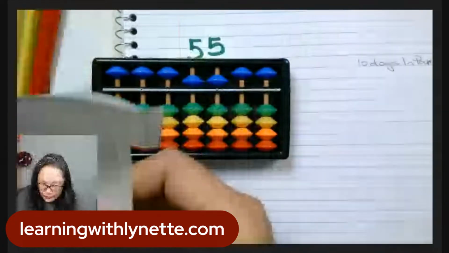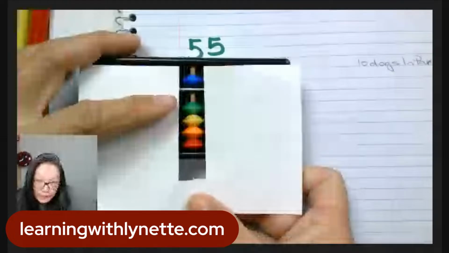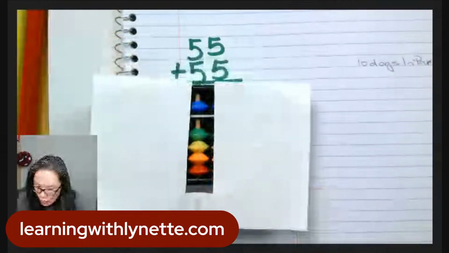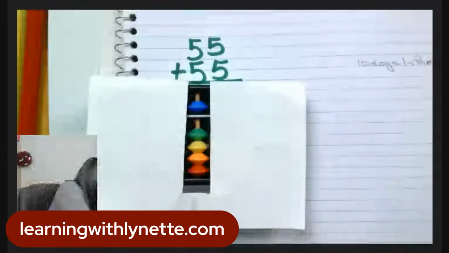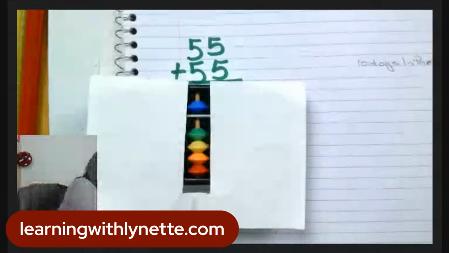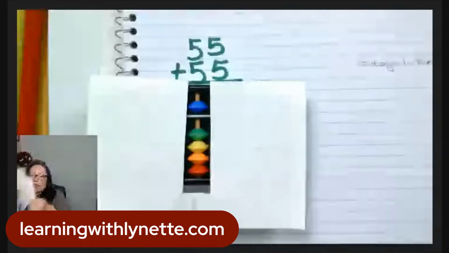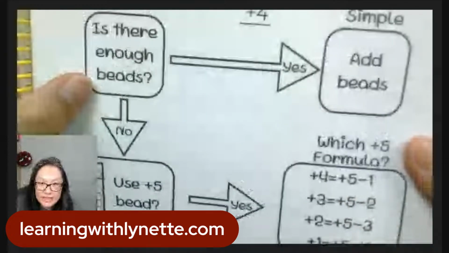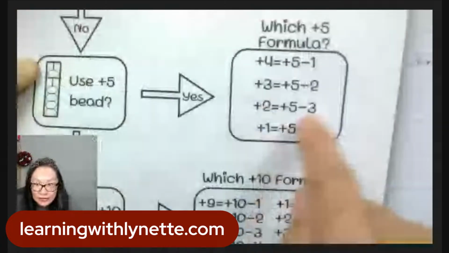The first thing is we're going to add 5 over here. Can we add the 5? No, we cannot add the 5. How do we add the 5? Do we remember how to add the 5? When we look, is there enough beads to add the 5? No, there's not enough beads to add the 5.